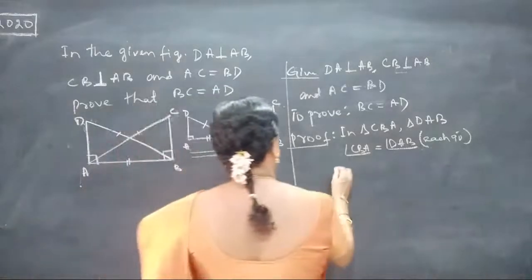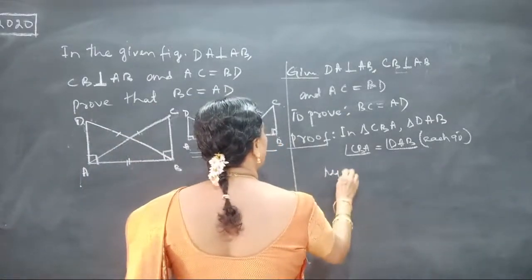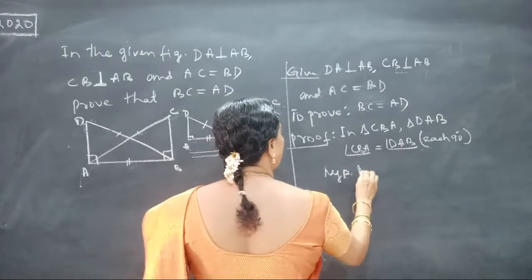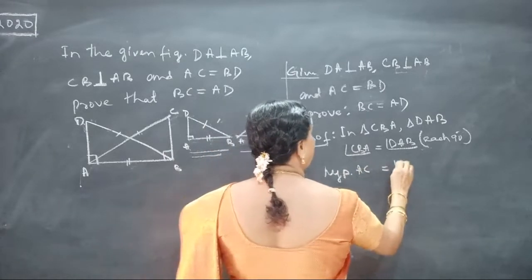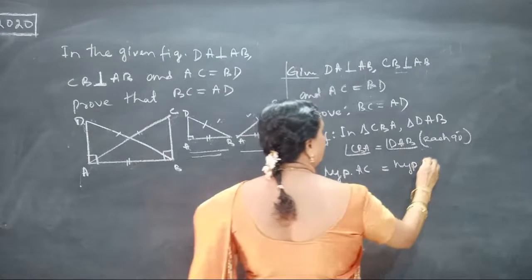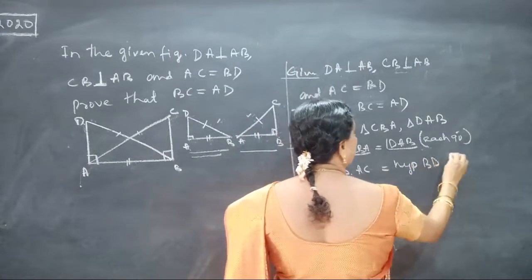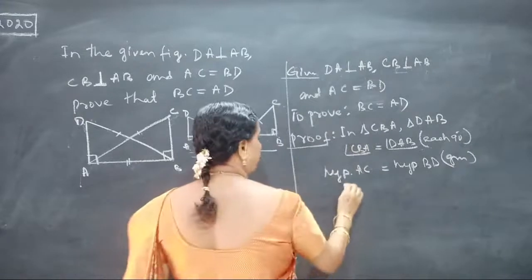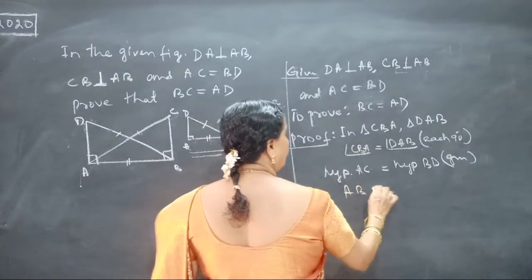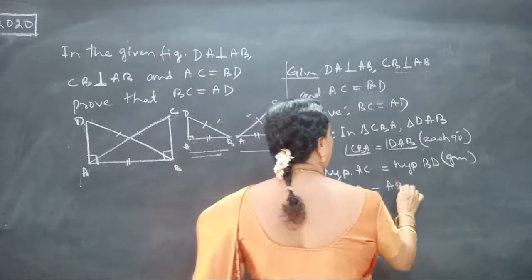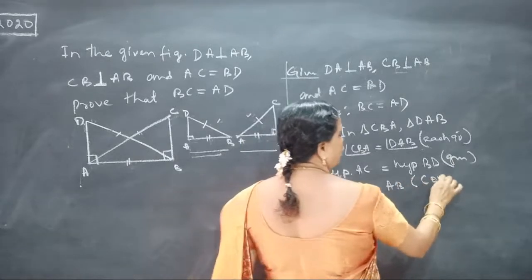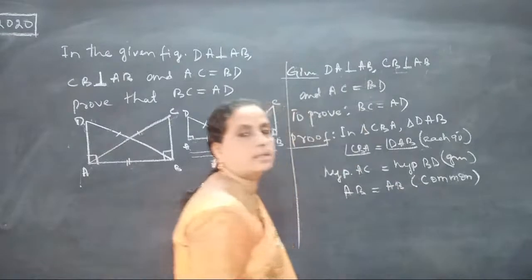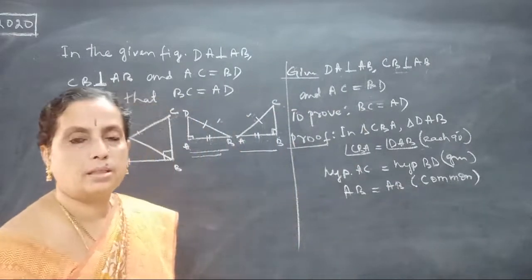Next, hypotenuse AC equals hypotenuse BD. This is given. Then AB equals AB, common, because the side AB is common to both the triangles.